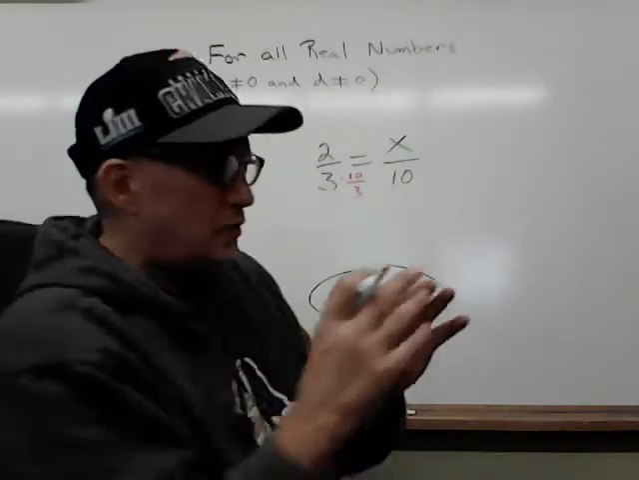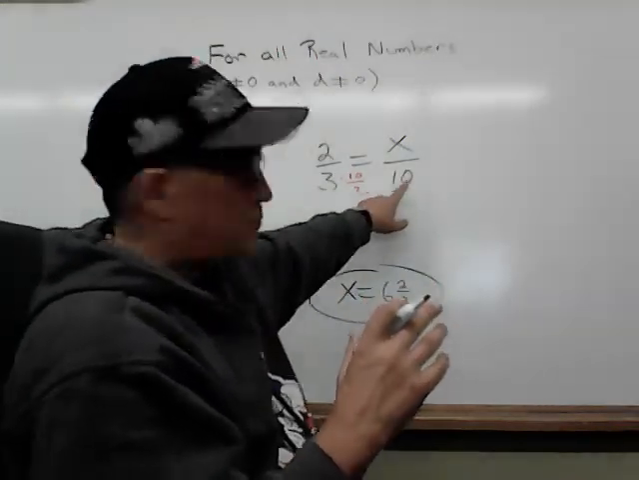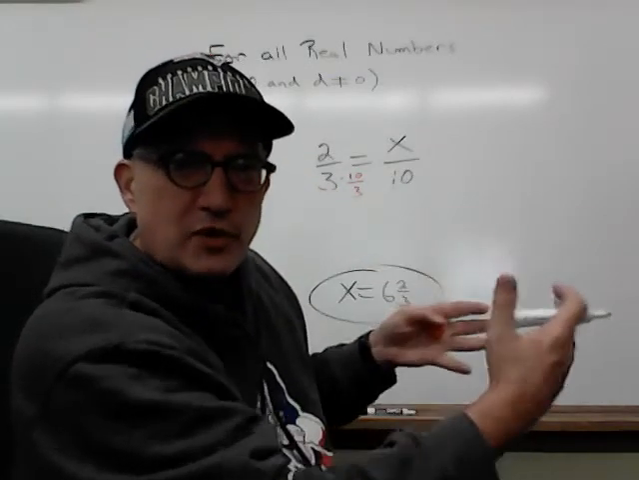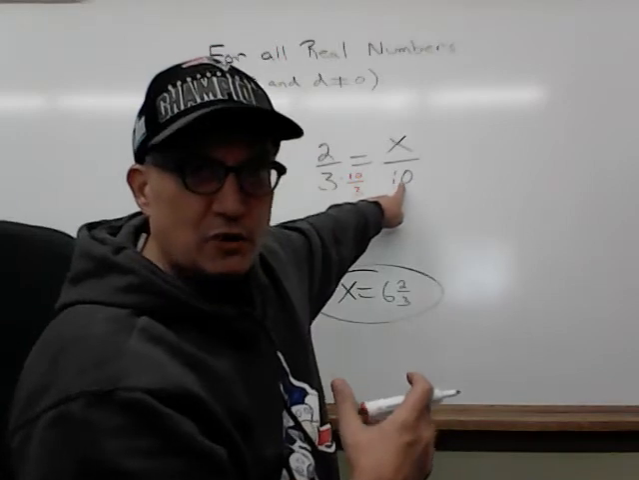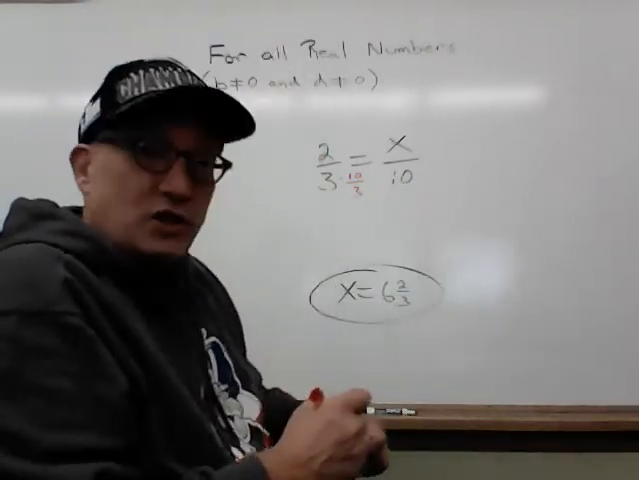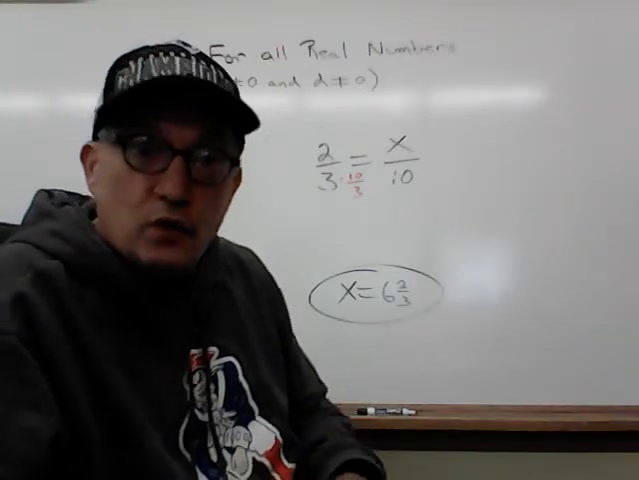Okay? Now, this pattern always works. The pattern is the number you multiply 3 by to get 10 is 10 over 3. That works no matter what the numbers are, as long as this number here is not 0. Okay? It always works. Let's look at it from the point of view of algebra.